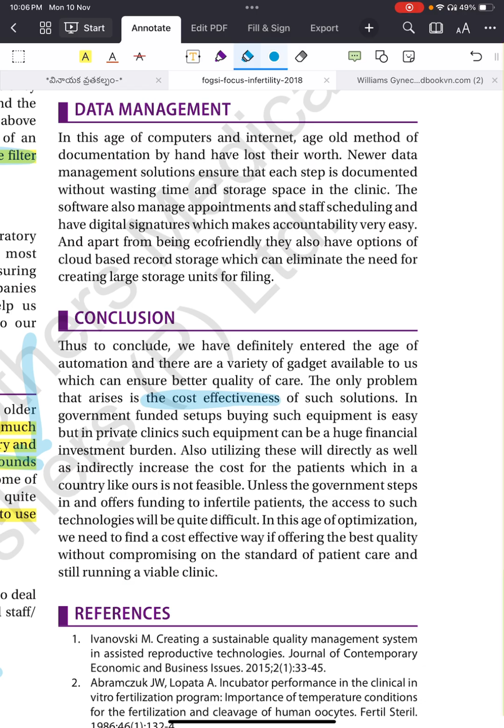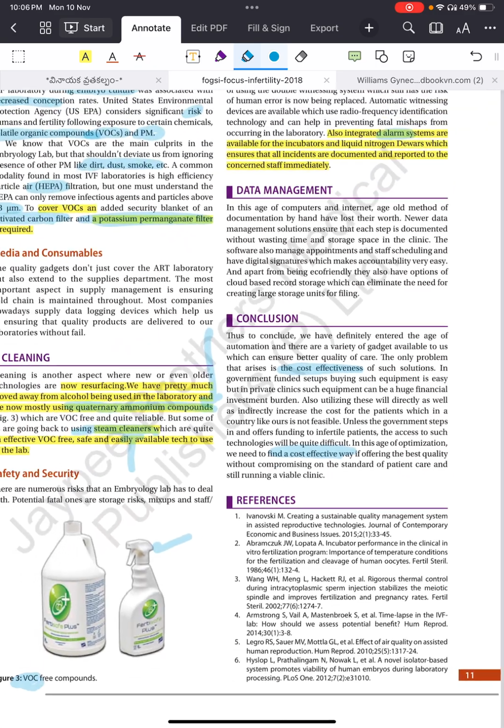which in a country like ours is not feasible. So, in this age of optimization, we need to find a cost-effective way of offering the best quality without compromising on the standard of patient care and still running a viable clinic. It's not about fancy gadgets.